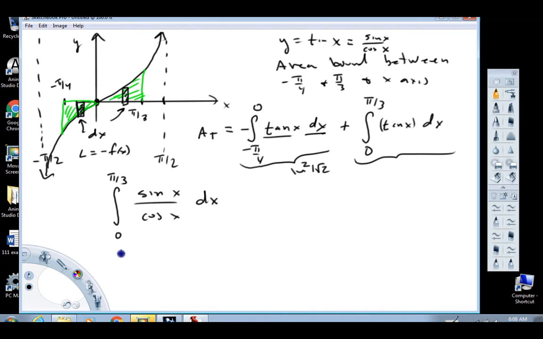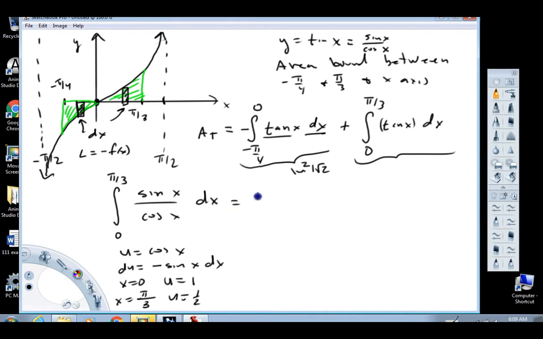Again, the substitution we want to do here is let's let u equal cosine x. Therefore, du would equal minus sine x dx. Remember that the derivative of cosine is minus sine. If x is equal to 0, then u is equal to 1 because the cosine of 0 is 1. And then if x is equal to pi over 3, then u is equal to the cosine of pi over 3, which is 1/2.